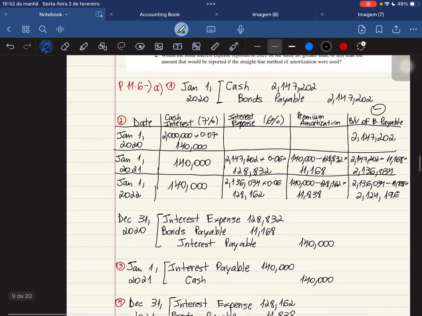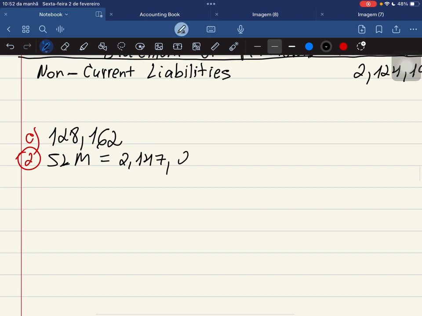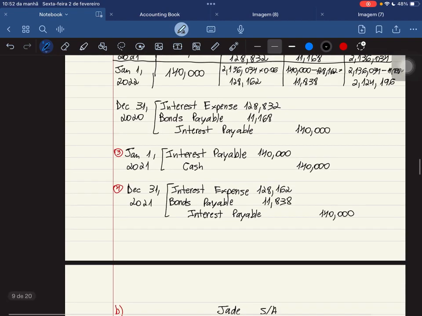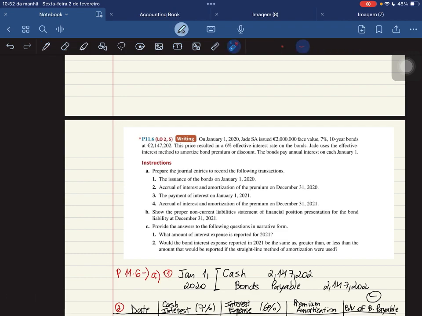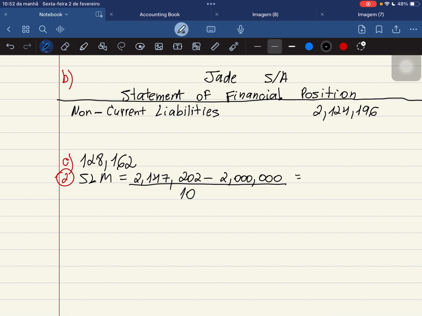So this is what we're going to do to see that difference first. 2,147,000. How much was that again? 147,202 minus 2 million. And useful life, in this case, we have how long the bond is going to be, right? It is a 10-year bond, so we're going to divide that by 10. How much is that? Well, first we would have 147,202 divided by 10. That is just going to be 14,720.